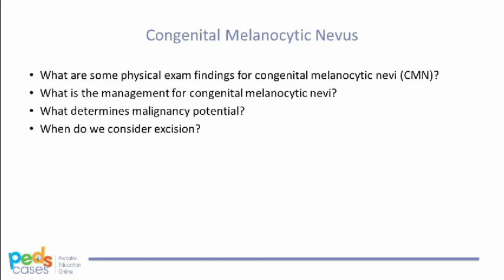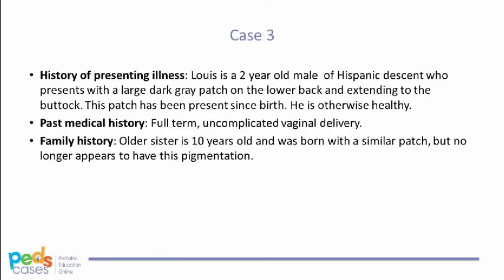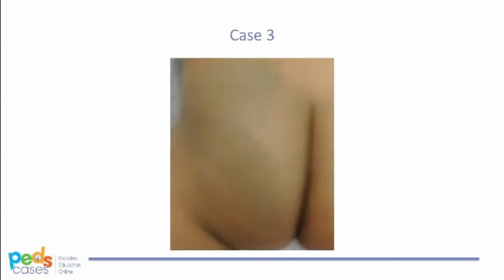Case 3. History of presenting illness. Louis is a 2-year-old male of Hispanic descent who presents with a large dark gray patch on the lower back extending to the buttock. This patch has been present since birth. He is otherwise healthy. Past medical history reveals he's full term, born from an uncomplicated vaginal delivery. Family history reveals he has an older sister who's 10 years of age, who was born with a similar patch, but no longer appears to have this pigmentation.